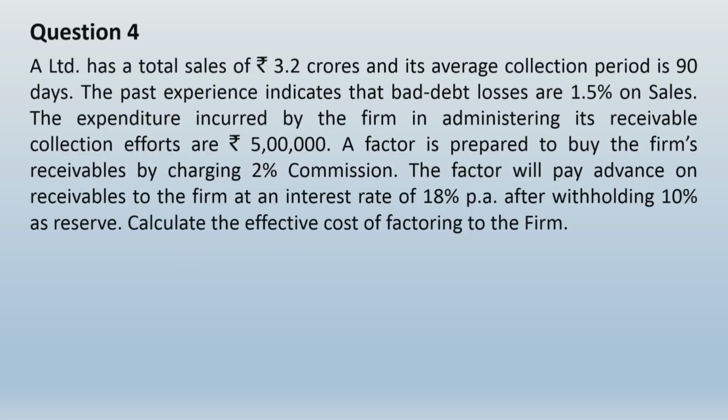So friends, one important thing to be noticed over here is because the factor is prepared to buy the firm's receivable, that means all risk and rewards attached with the receivables will be bought by the factor, will be transferred to the factor. That means this is indirectly conveying a message that the factoring is on a non-recourse basis. Let us see how to present the solution.